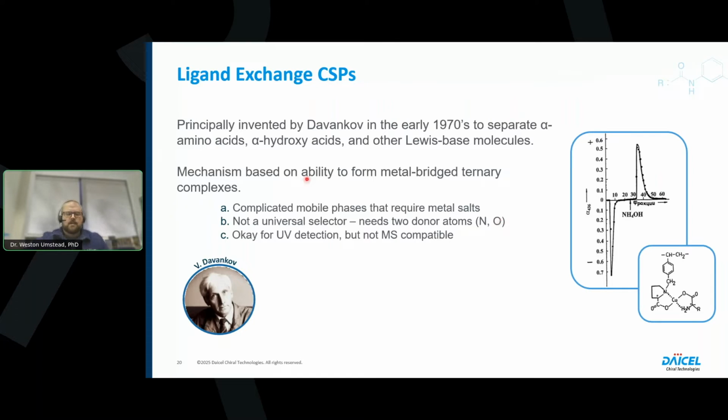Their mechanism, as I said, does involve the use of some sort of a metal ion. It's typically copper, and you form these ternary complexes like I have shown down here, where it comes in, it interacts, and then it can depart in that metal complex. The mobile phases are a bit complicated. They do require the use of metal salts, which means that at least for mass spec compatibility, it's not there.